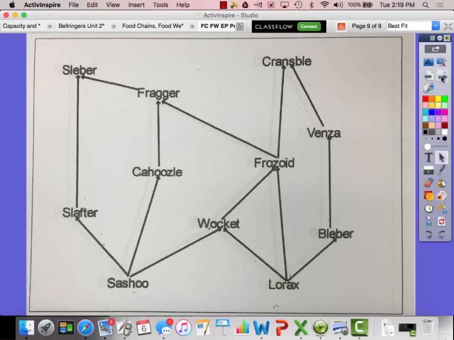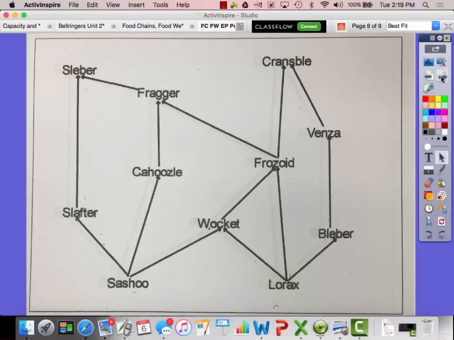Let's see, I'm going to follow those arrows up from the Lorax. Beliebers eat Lorax. Wockets eat Lorax. Wockets eat Sashu. And Cahoozles eat Sashu. And Slafters eat Sashu. So, Slafters, Cahoozles, Wockets, and Beliebers, they have to be herbivores. They've got to be those primary consumers because the Lorax and the Sashu are my producers.